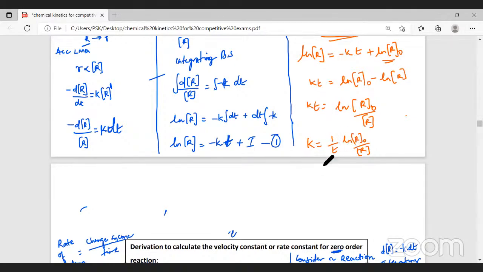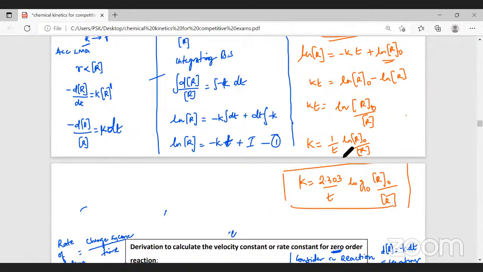Yes, sir. So how do you convert natural log to the base 10? k is equal to 2.303 by t log to the base 10 of R naught by R. This is the rate equation for a first order reaction. This natural log is log to the base e. To convert it to log to the base 10, the conversion factor is 2.303. When you multiply by 2.303, the natural log gets converted to log to the base 10. Did you follow? Yes, sir.